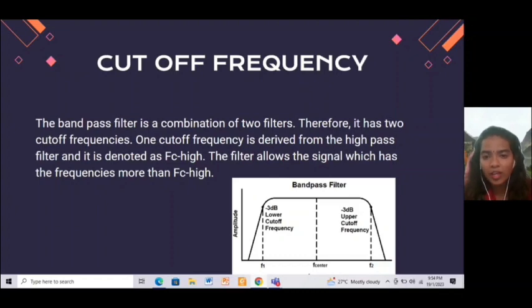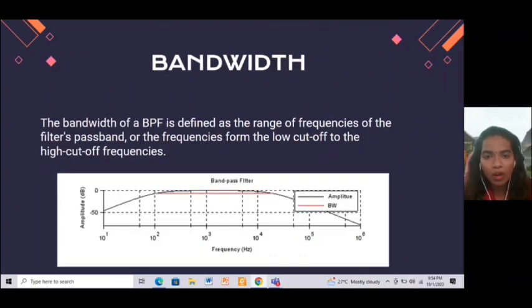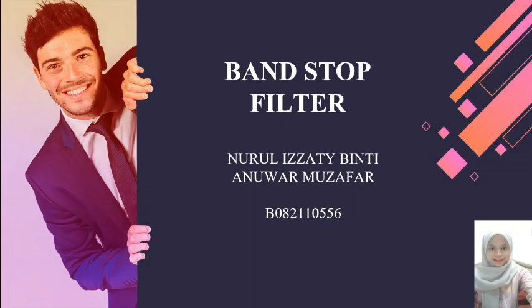So these are the pictures of the cutoff frequency. So next is about the bandwidth of a bandpass filter. The bandwidth of a bandpass filter is defined as the range of frequencies of the filter's pass band, or the frequency from the low cutoff to the high cutoff frequency.